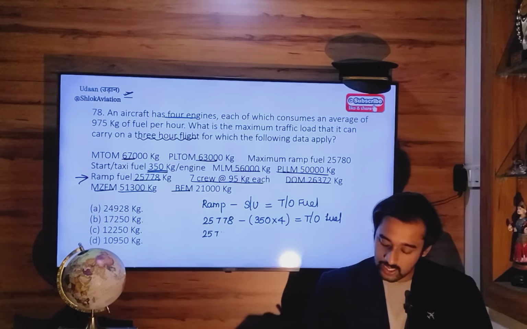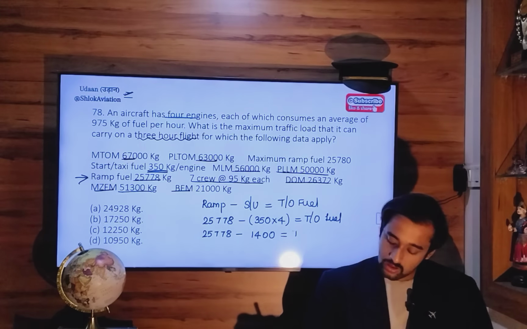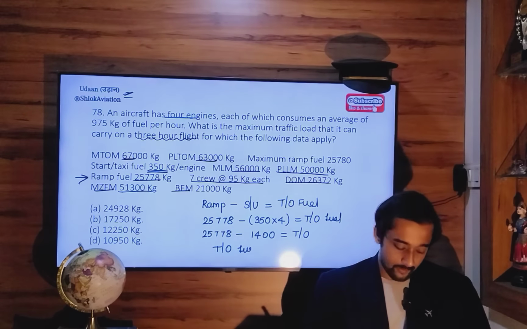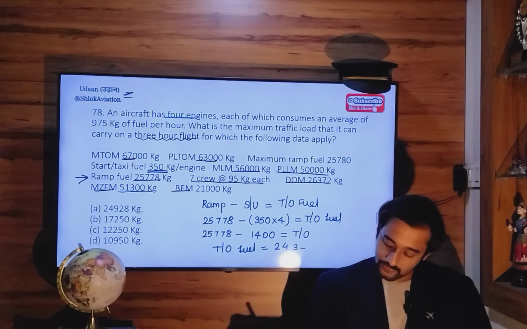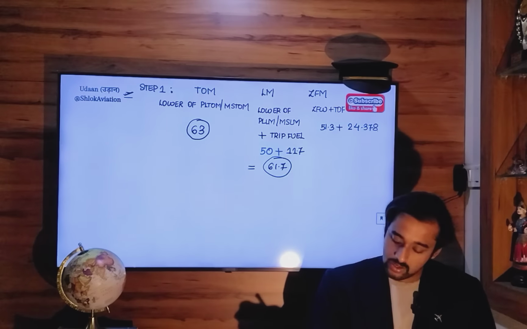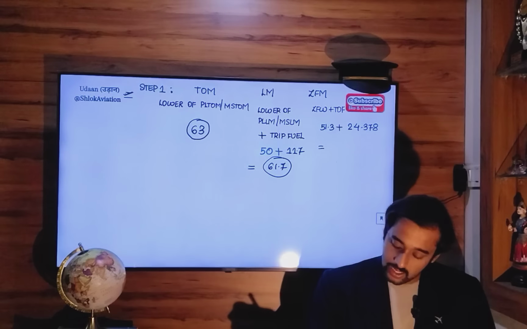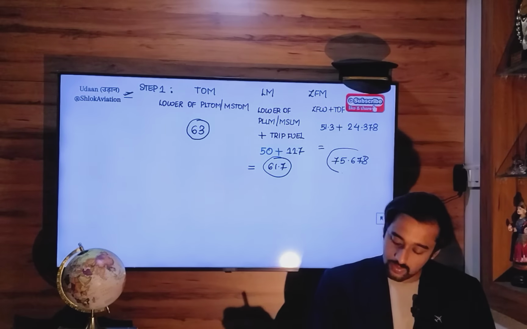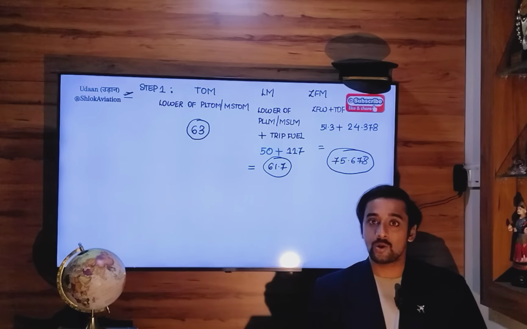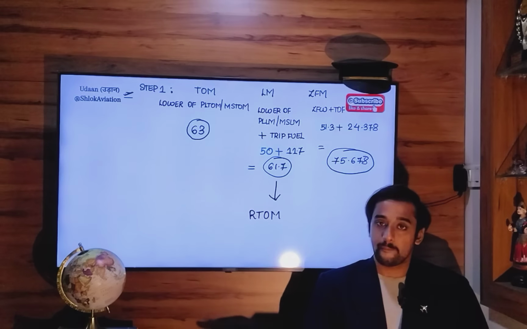So that is equal to your takeoff fuel. 25,778 minus 350 into 4, which is 1,400. So takeoff fuel will be equal to 24,378. Okay. So I'm going to write here 24.378. Now 51.3 plus 24.378 is 75.678. With this, we have found 3 takeoff values from the 3 columns. We have to select that value which is the lowest of them. And the lowest value is 61.7. This becomes our regulated takeoff mass.